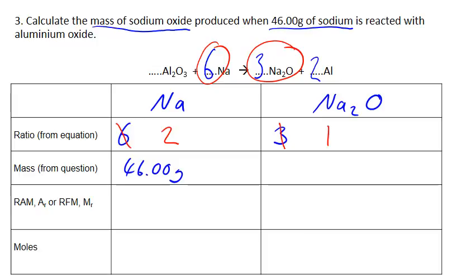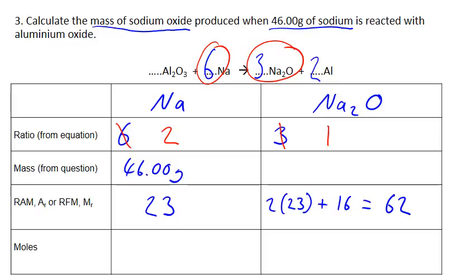Atomic masses or formula masses are easy to find. For sodium, it's going to be an atomic mass because it's by itself, and that from the periodic table is 23. And then for sodium oxide, I need to do a little bit more here, but using the masses from the periodic table, I can see that there are 2 sodiums and 1 oxygen. So adding those together, that's 2 times 23 plus 16, which gives me an MR of 62.